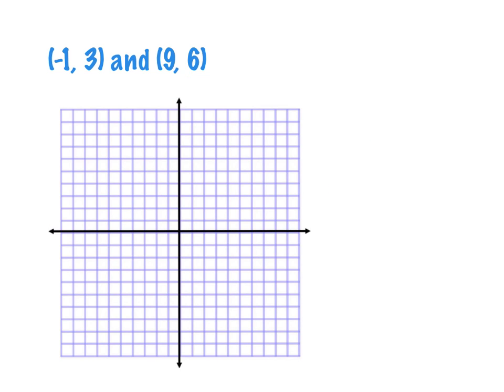Just to reinforce that all we did was compute the rise over run when we did that calculation, I want to show you by graphing this line that we do have the right slope. So the point negative 1, 3 is right here. The point 9, 6 is right here. And we could draw a line right through those points just like this, no big deal.